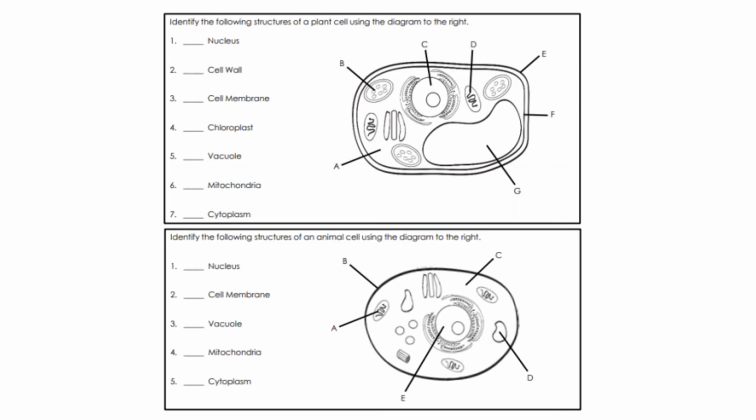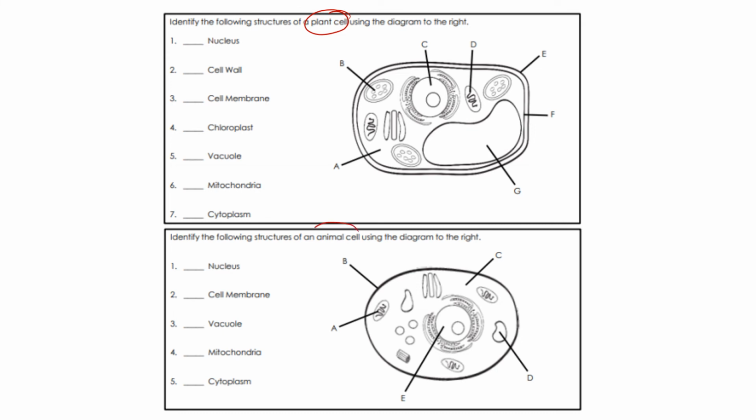Then we have our labeling. This is pretty straightforward. A here, if I'm looking at the top part, this is a plant cell. A is my cytoplasm, B is my chloroplast, C is my nucleus, D is my mitochondria. Mitochondria are always going to have these little squiggles on the inside. E is my cell wall, F is my cell membrane, and G is my vacuole.